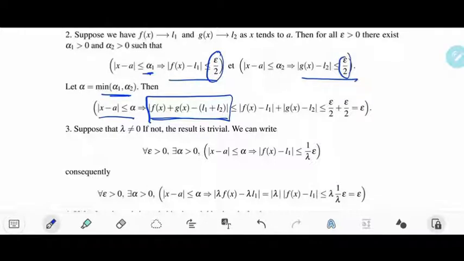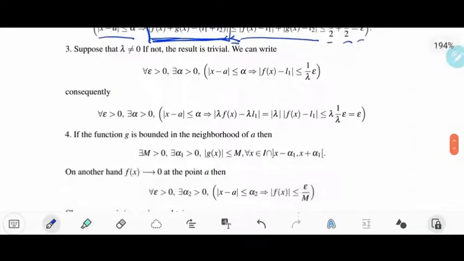So I take this, and using the properties of the absolute value, I partition the absolute value in two parts, |f(x) - L1| and |g(x) - L2|, and I know that this first term is less than epsilon over 2 and this second term is less than epsilon over 2. Then this is less than epsilon over 2 plus epsilon over 2, which is equal to epsilon, and I proved that we have L1 + L2 as a limit for f + g when x tends to a.